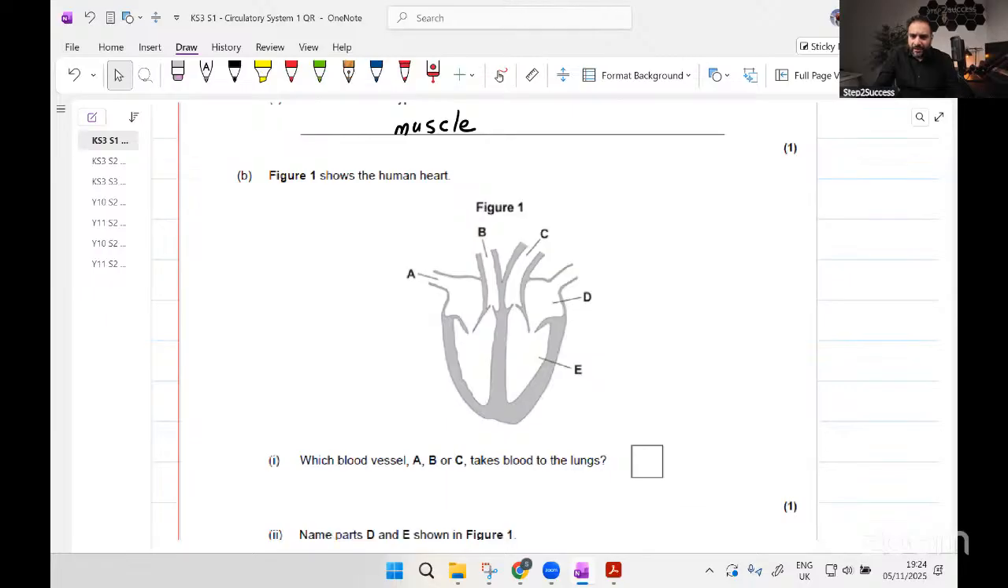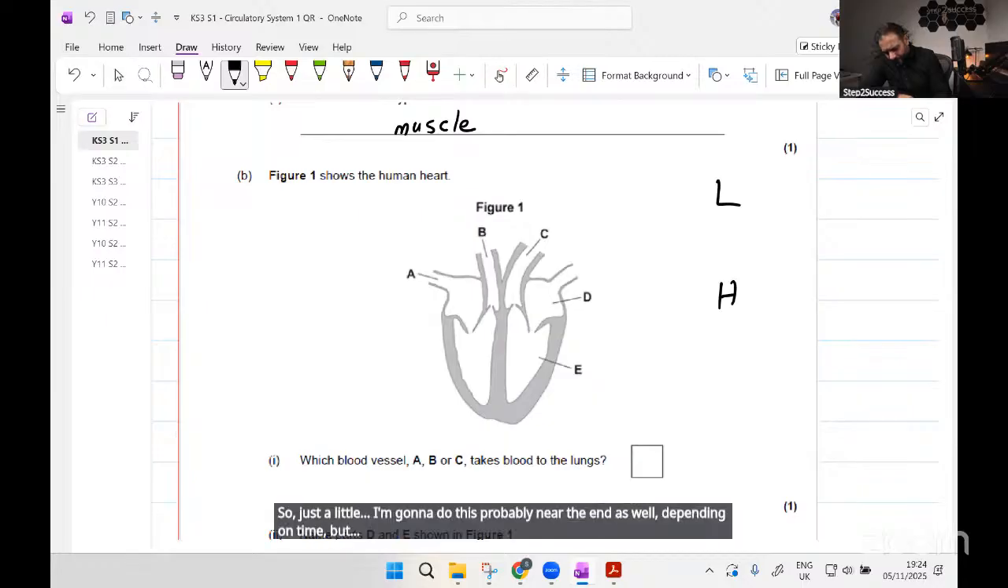5C part 2, I don't know what that means. Okay, in question in booklet 2. Okay, I'll get to there. So I'm going to do this probably near the end as well, depending on time, but this is a quick summary of this kind of thing.